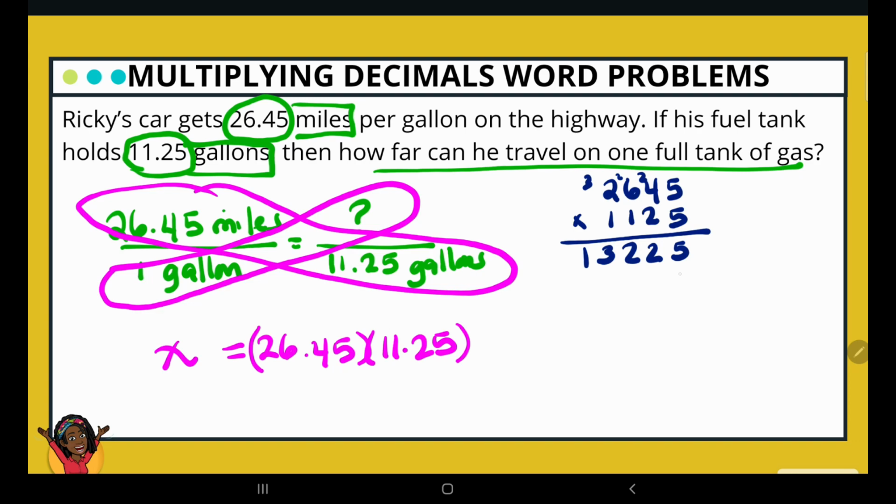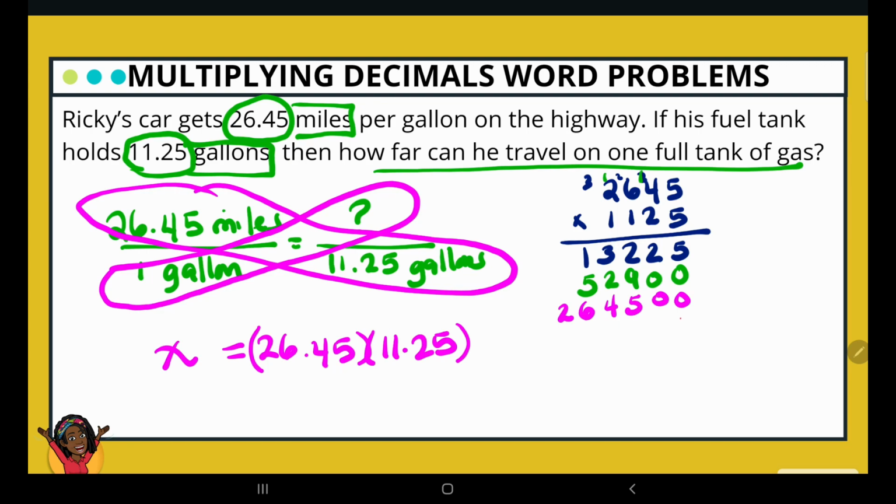Now let's put in our placeholder, and I'm going to just change colors to help us keep track. 2 times 5 is 10, carry the 1. 2 times 4 is 8 plus 1 is 9. 2 times 6 is 12. 2 times 2 is 4 plus 1 is 5. Okay, now we're going to put two placeholders. 1 times 5 is 5. 1 times 4 is 4. 1 times 6 is 6. 1 times 2 is 2.